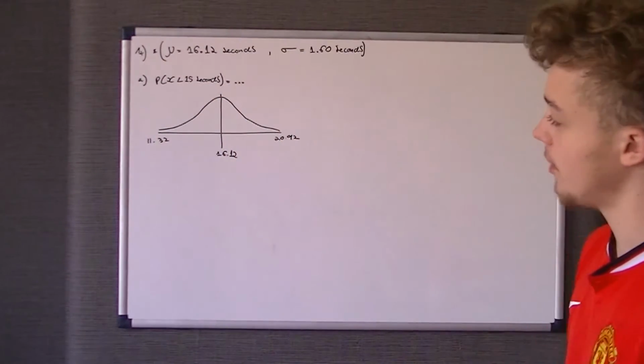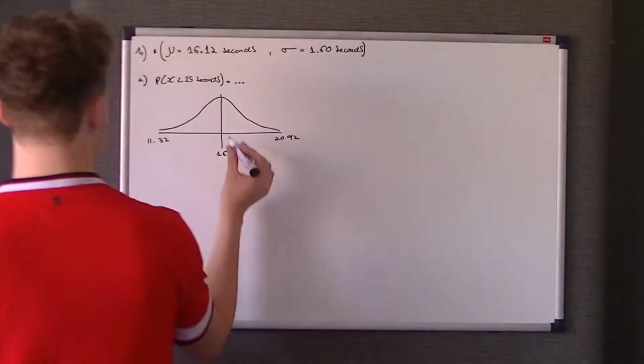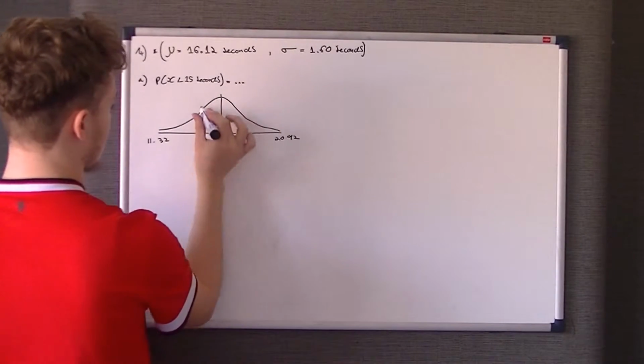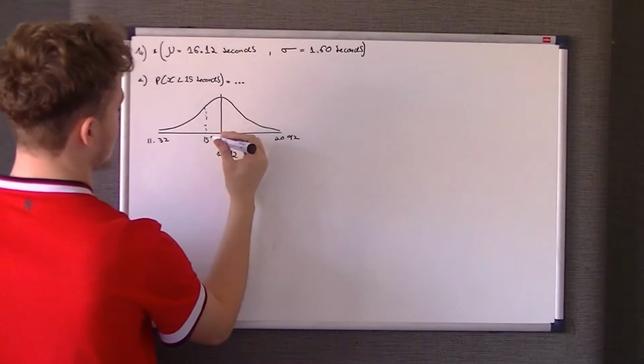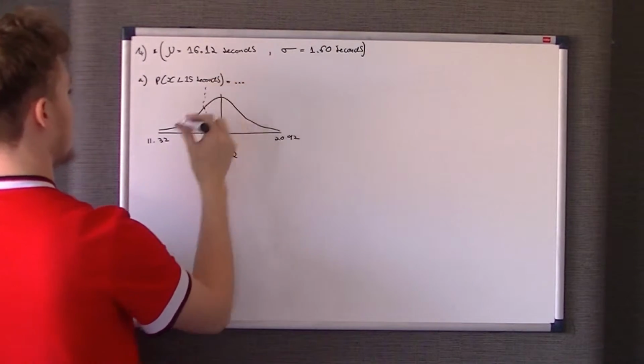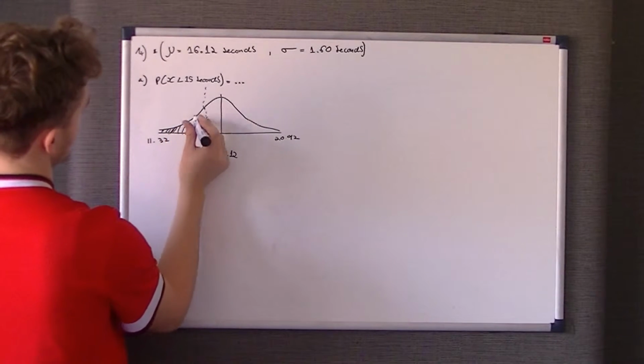Okay, so we have to find the probability that x is less than 15. Well, obviously what we do is we draw on the line where x is 15, and it's obviously on the left-hand side of the mean. Now what I would do is continue to draw that up and shade in. We want x is less than, so it's on the left.